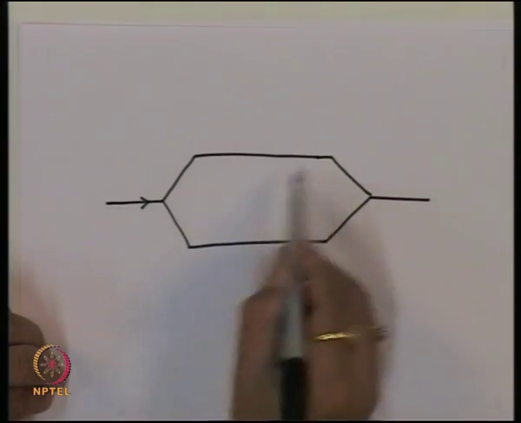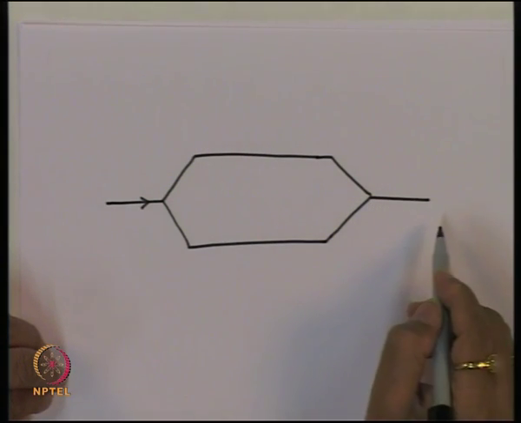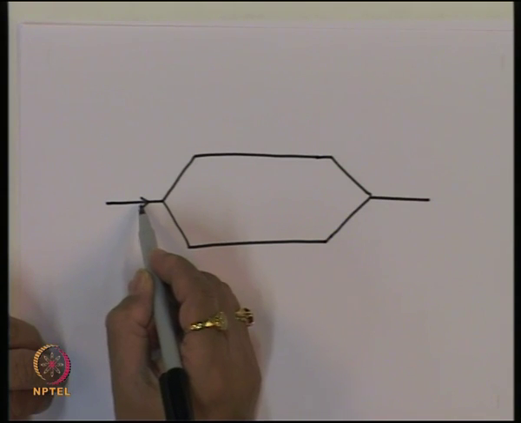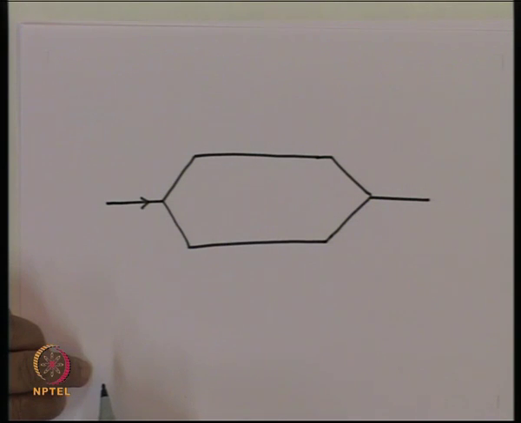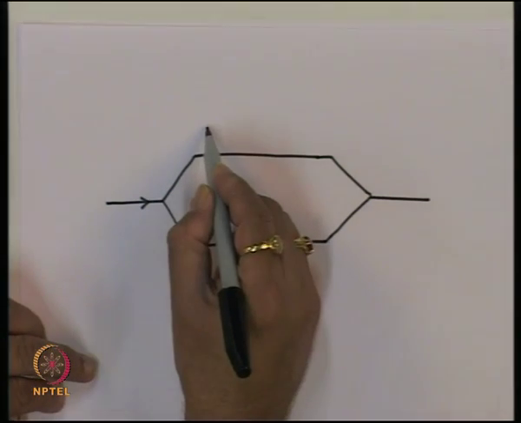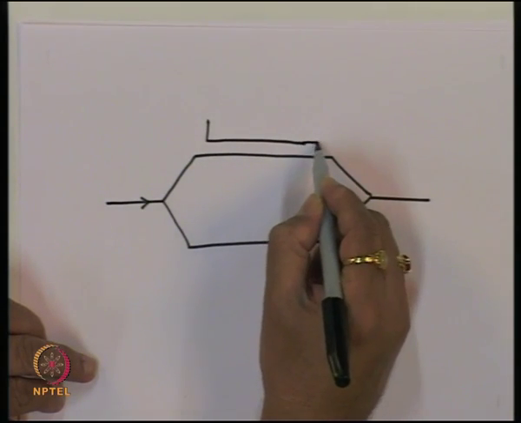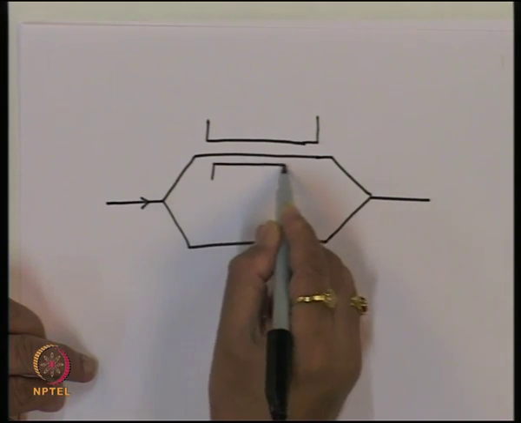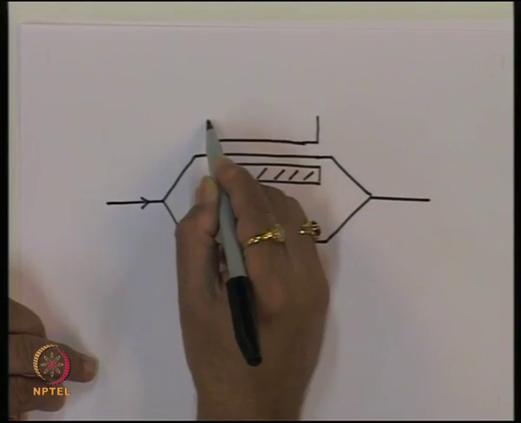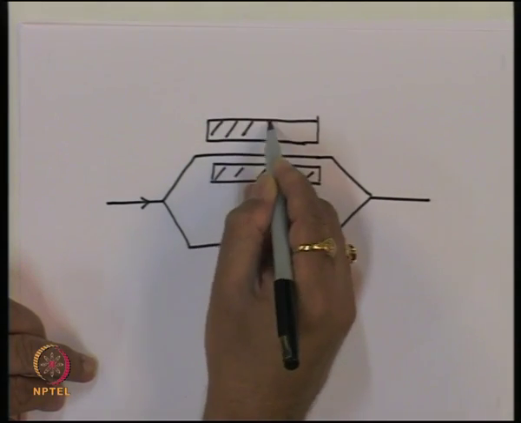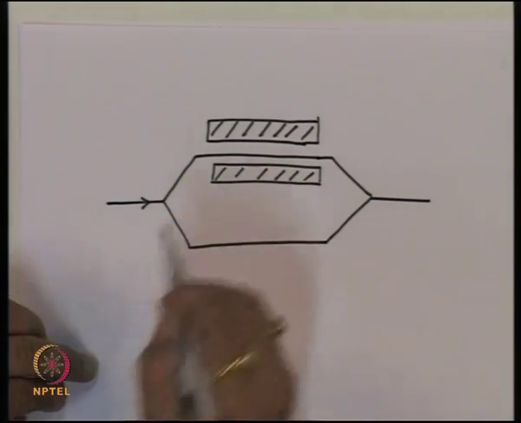Assuming that these two are exactly identical paths, when the light reaches here, it will reach in phase, and therefore whatever signal you are giving here, the whole signal will appear at this point. Let us now say that we put the electrodes around this. So we have created a phase modulator around one of the arms of this Mach-Zehnder interferometer.